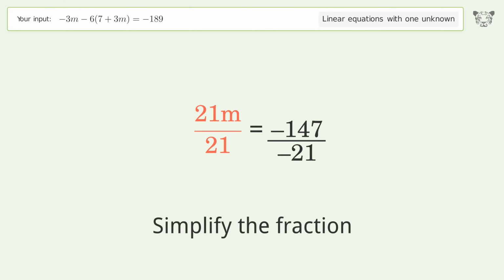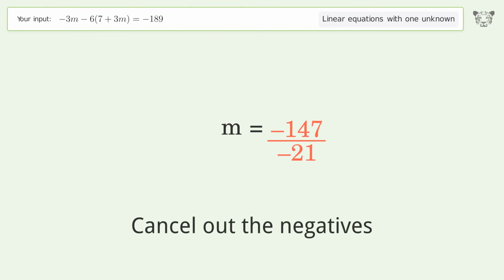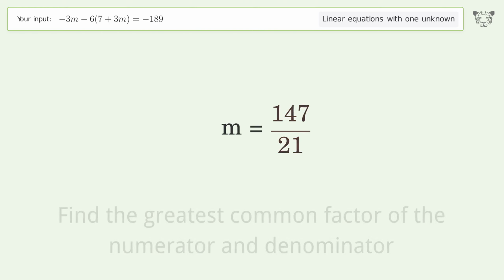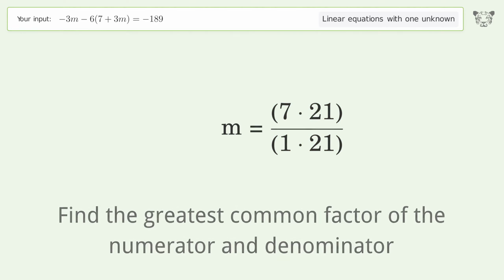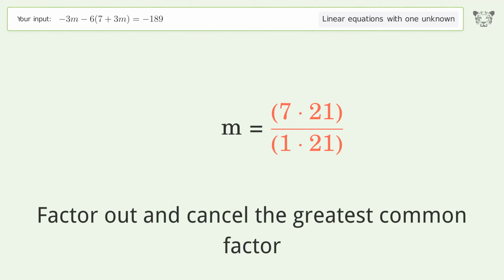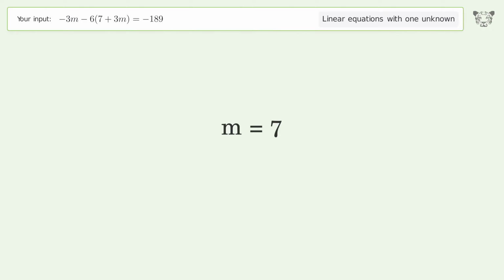Simplify the fraction. Cancel out the negatives. Find the greatest common factor of the numerator and denominator. Factor out and cancel the greatest common factor. And so the final result is m equals 7.